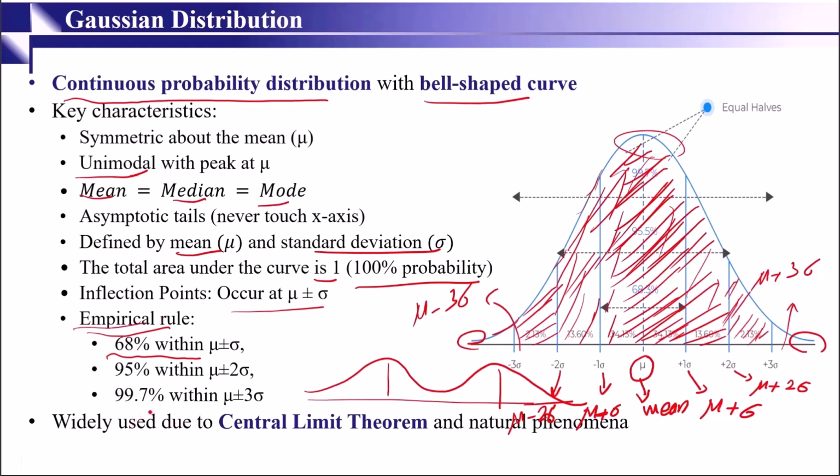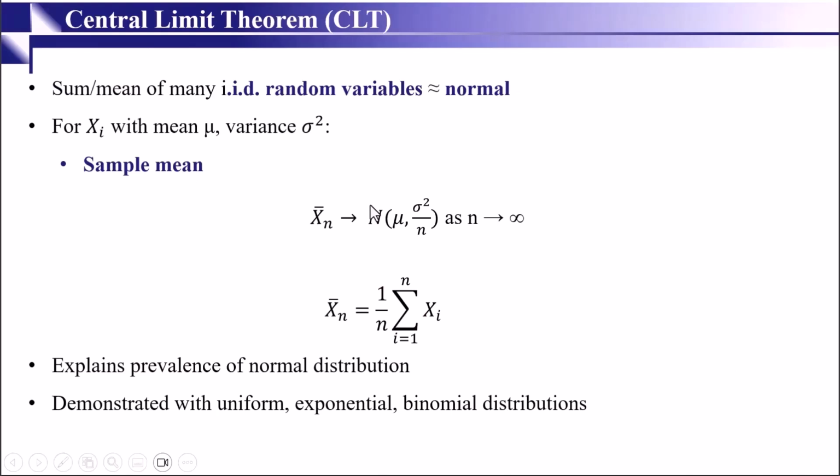This rule is why the normal distribution is so powerful for modeling real-world data, especially in natural phenomena, and due to the Central Limit Theorem, which we will explore next. Why is the normal distribution so prevalent? Thanks to the Central Limit Theorem. The theorem says that the sum or mean of many independent and identically distributed random variables, regardless of their original distribution, approximates a normal distribution as n, or sample size, approaches infinity.